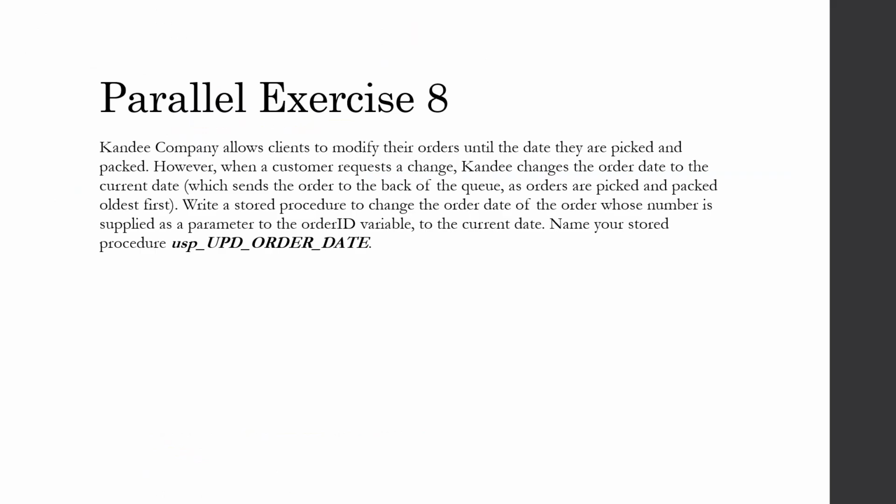Parallel Exercise 8. Candy Company allows clients to modify their orders until the date they are picked and packed. However, when a customer requests a change, Candy changes the order date to the current date, which sends the order to the back of the queue as orders are picked and packed oldest first. Write a stored procedure to change the order date of the order whose number is supplied as a parameter to the order ID variable to the current date. Name your stored procedure USP UPD order date.